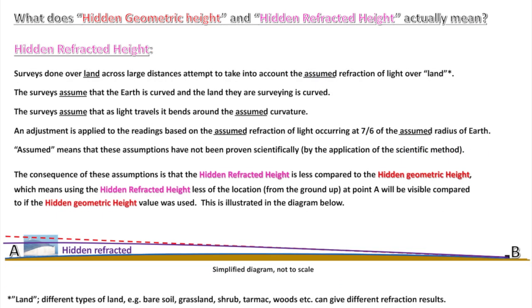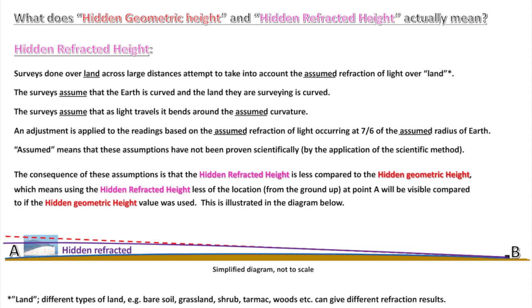Hidden refracted height. Surveys done over land across large distances attempt to take into account the assumed refraction of light over land. The surveys assume that the Earth is curved and that the land they are surveying is curved. The surveys assume that as light travels, it bends around the assumed curvature. An adjustment is applied to the readings based on the assumed refraction of light occurring at 7/6 of the assumed radius of Earth. Assumed means that these assumptions have not been proven scientifically by the application of the scientific method.